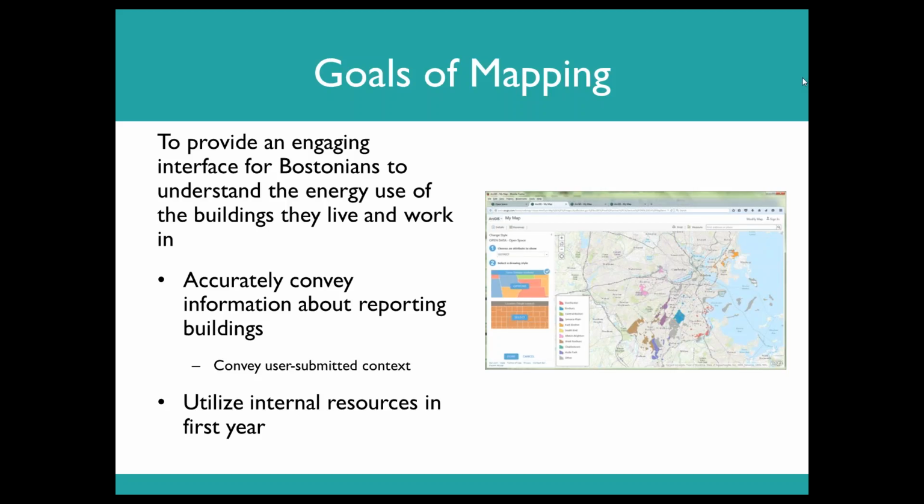So as part of that, we really want to accurately convey information about reporting buildings. In particular, the ordinance also tasks the city to disclose any user-submitted information, contextual information that owners have provided. So we saw about a quarter of buildings provide this information, on the types of uses within the building beyond just the portfolio manager uses, and describing some of the work that they had underway in improving their building's performance.